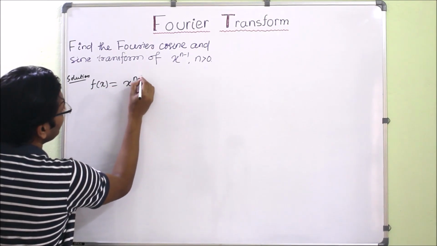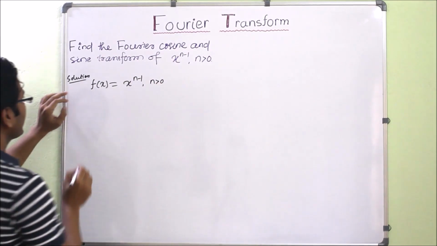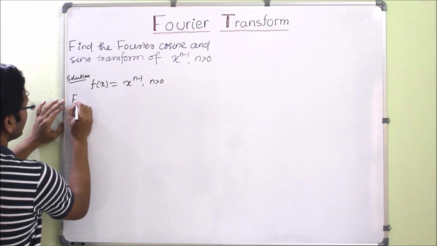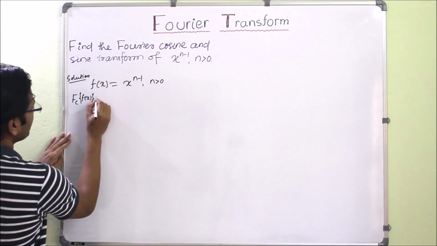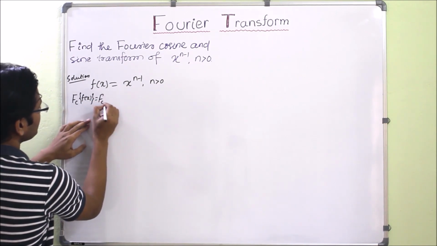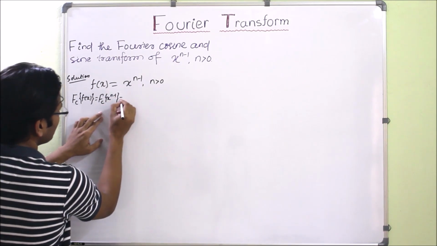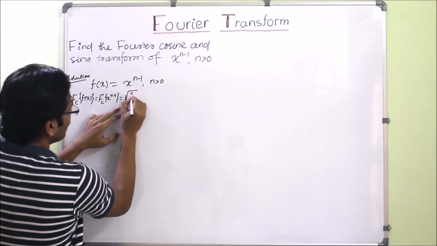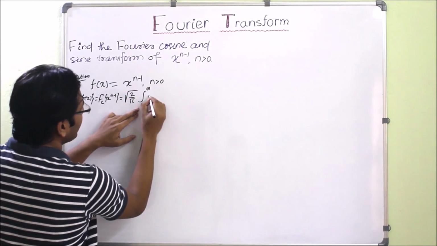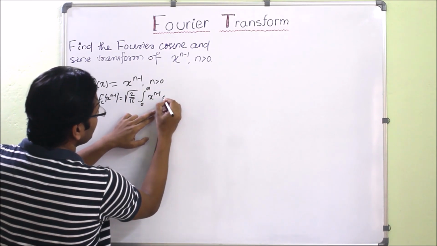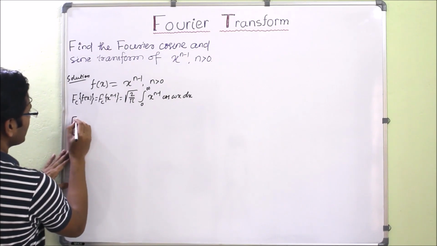x to the power n minus 1, where n is greater than 0. Now we have to find what? The Fourier cosine and Fourier sine transform of f of x. So the Fourier cosine transform means the Fourier cosine transform of x to the power n minus 1. What is the formula? That is square root of 2 by pi, integration from 0 to infinity, x to the power n minus 1 cos wx dx. Now what is the Fourier sine?